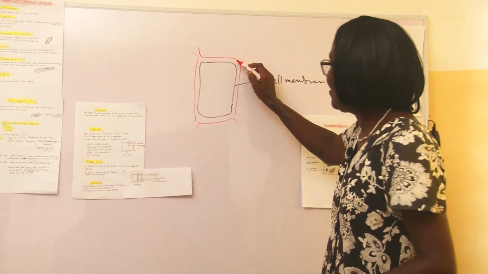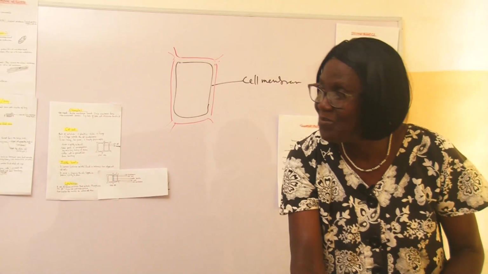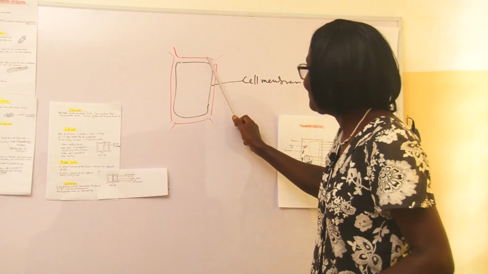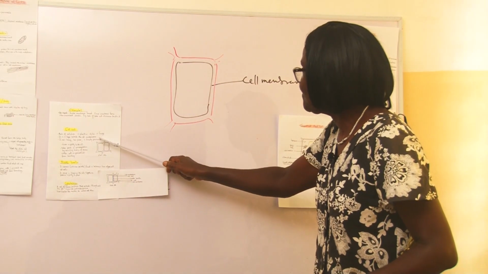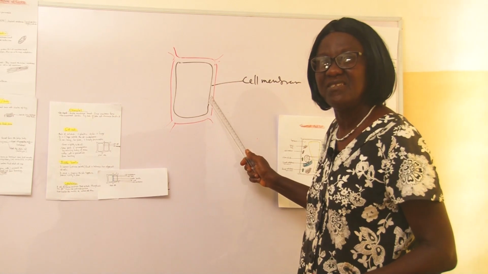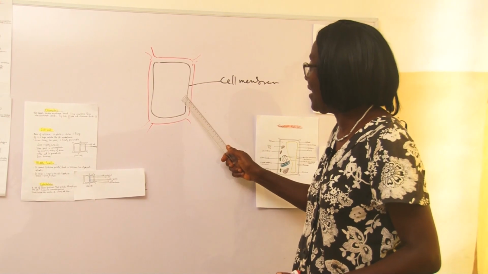Now, this cell wall is made up of cellulose. All right? It's made up of cellulose in plants. It's made up of chitin in fungi. It's here. It's the outermost layer. It has pores in it. It's freely permeable. It allows everything to go in.